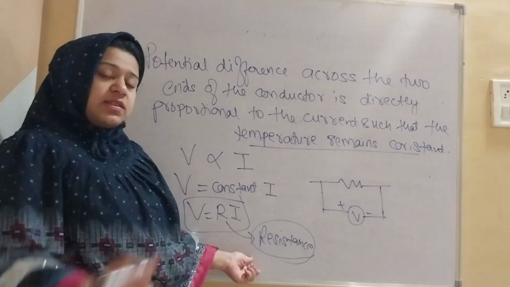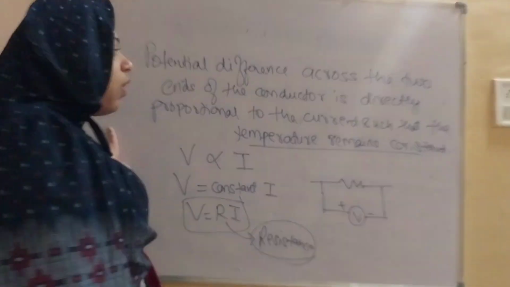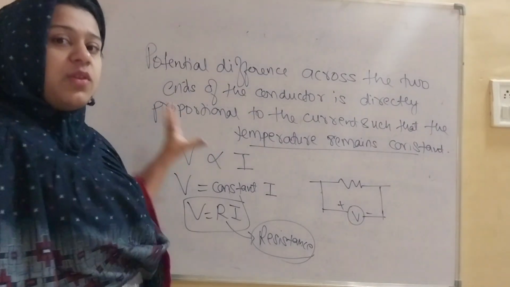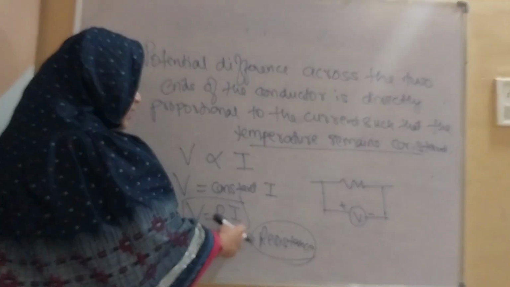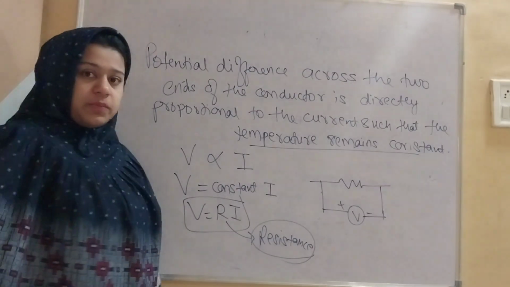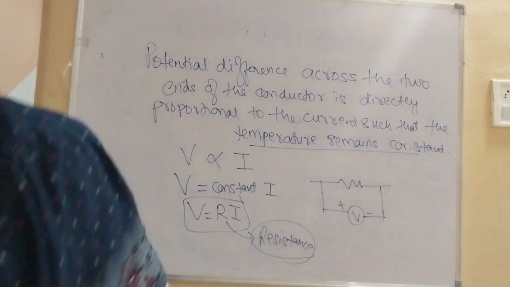Now what is resistance? This we will study. So this law is known as the Ohm's law. ठीक है, इसे Ohm's law कहा जाता है. And this is the relationship for Ohm's law. Now what is resistance?